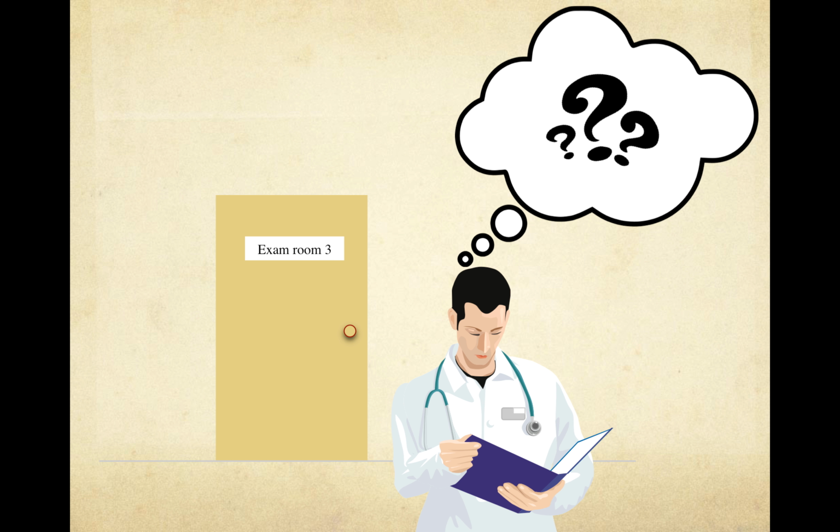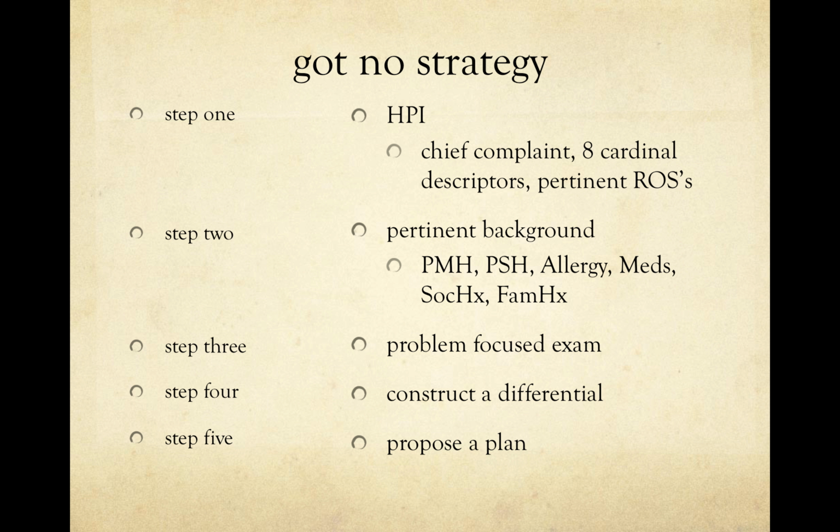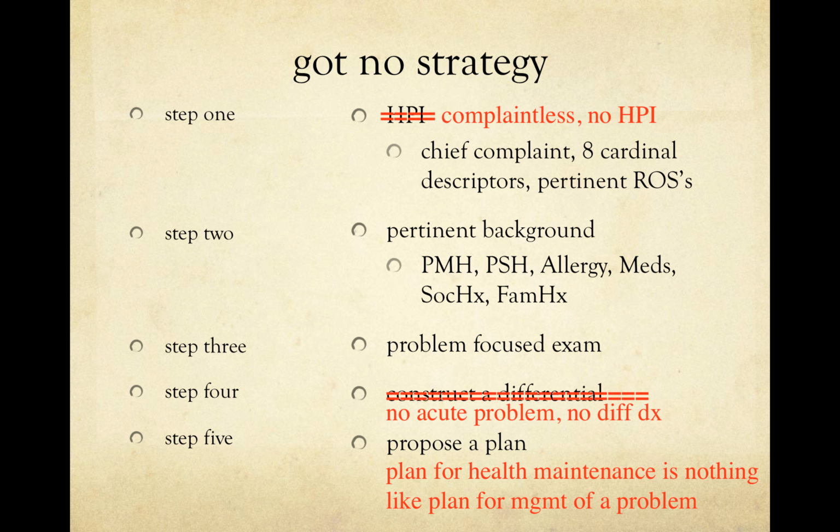You don't have a strategy, because the one strategy that you were taught ain't going to work. Typically, this is a complaintless visit. So there is no history of the present illness, because if all goes well, there is no illness. This is a healthy 18-month-old here with mom. Then, you don't get to construct a differential because there's no acute problem, so there's no diagnosis to pursue. And lastly, the plan for health maintenance is really nothing like the plan for working on a problem.